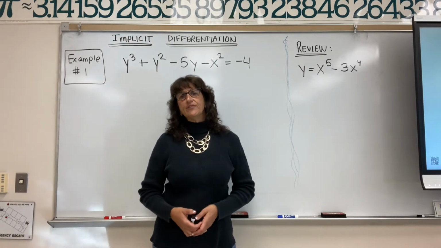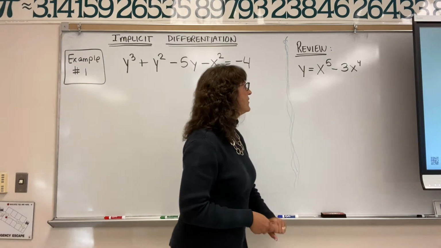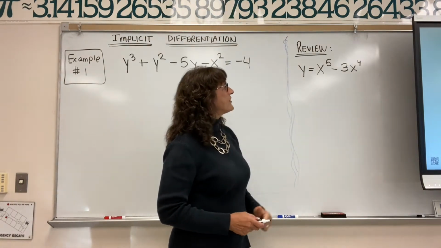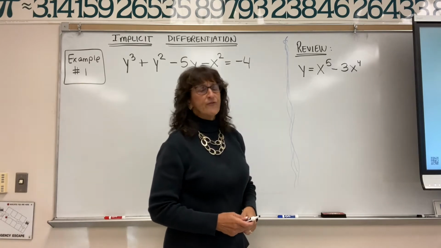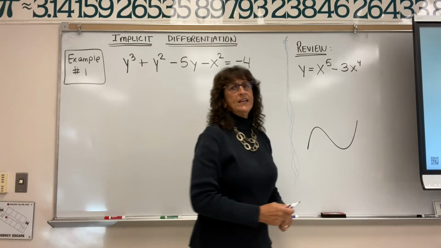Before we do our implicit derivative examples, let's take a look at this review problem over here on the board. We want to find the derivative of y equals x to the fifth minus 3x to the fourth. If you were to graph this, this is a function. This curve right here is a function.